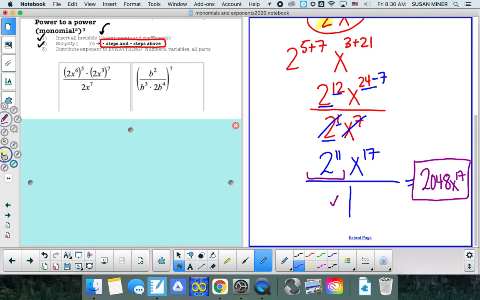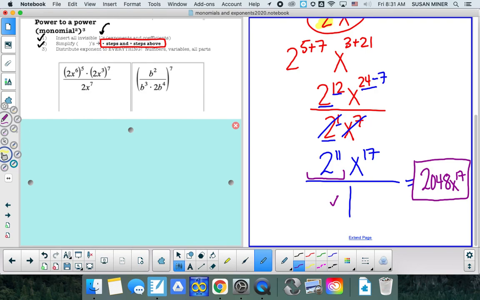Remember the 1 in the denominator. Anything divided by 1 is just that number. And so dividing by 1 is not going to change my result. My result is just going to be 2048 x to the 17th. And there's my final answer.